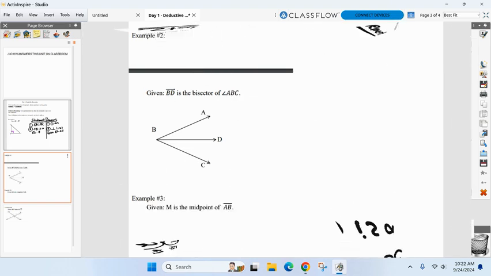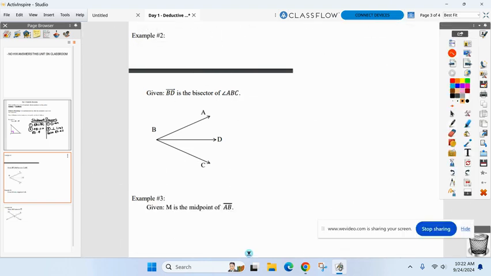Let's do this. Take a look at 2 now. Ray BD, oh, there's another vocab word, is the bisector of angle ABC. All right, what do you got on your diagram for me then? If Ray BD is the bisector of angle ABC, what are we putting on our diagram? And I want to know where you're putting it on your diagram. So first step, label your diagram.